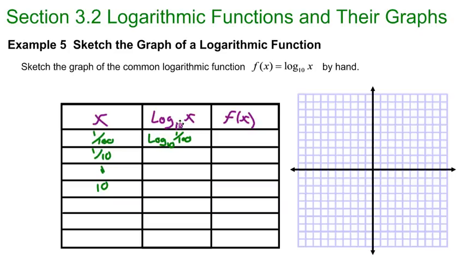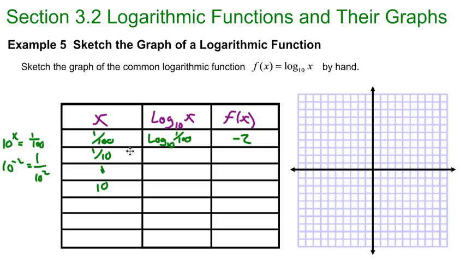What does this mean? This means 10 to the power of what equals 1 over 100. That's what this means. So if you're trying to find the value of log base 10 of 1 over 100, that means find this value of x. 10 to the power of what is 1 over 100? Hopefully you know that that's -2, right? 10 to the -2 is the same thing as 1 over 10 squared, which is 1 over 100.